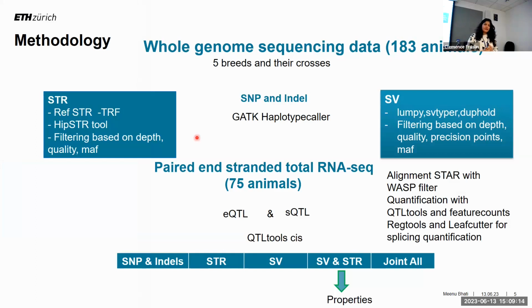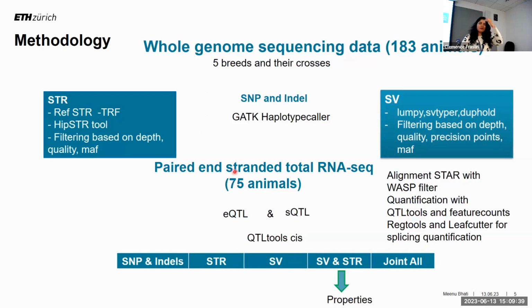And we identify the reference base STR and then genotype them with the HipSTR tool and further filter them to identify very high quality variants. And for structural variation, we use the SMOOVE pipeline, which uses Lumpy, SV Typer and Duphold to identify very reliable structural variation, which are also further filtered based on depth, quality, and precision points.